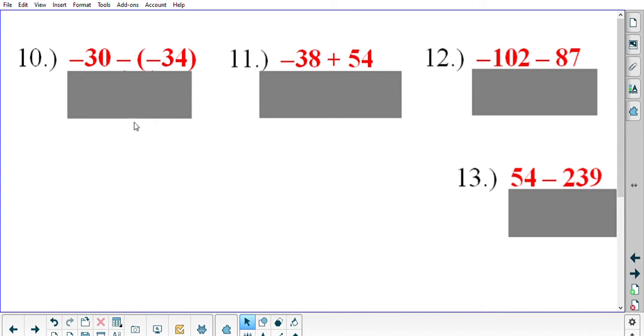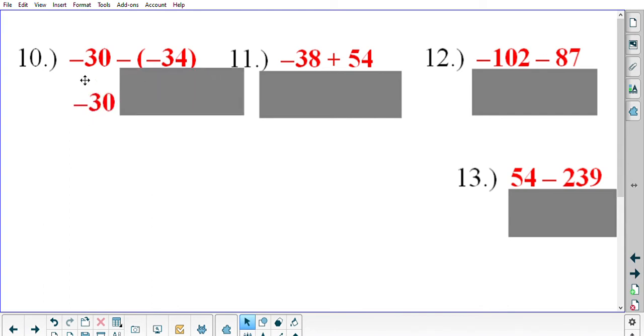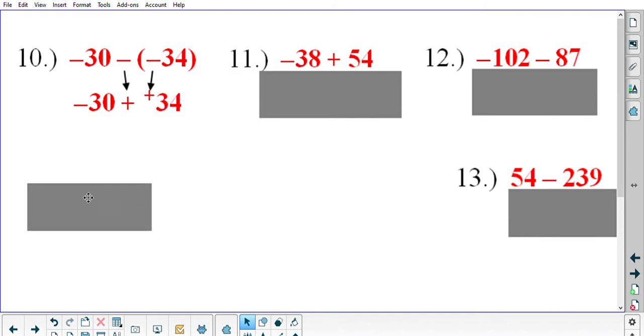So here we go, problem number 10. Negative 30 stays negative 30. Do not ever change the number that is written first to the left of the minus. Don't do it. Keep it the same. The minus should become adding. The second number to the right of the minus will become its opposite, so that becomes positive 34. Double check, make sure that's what you have.